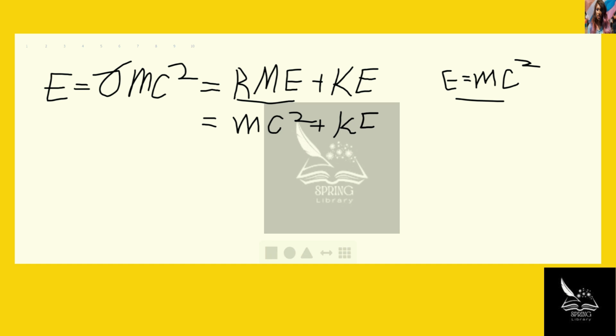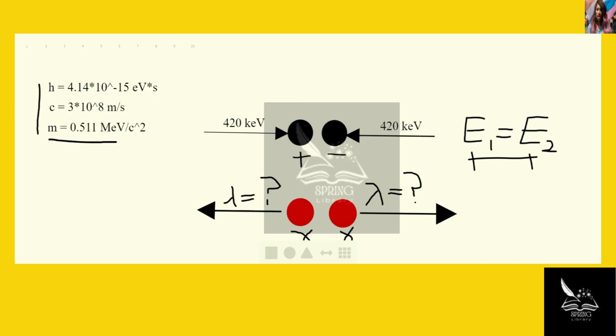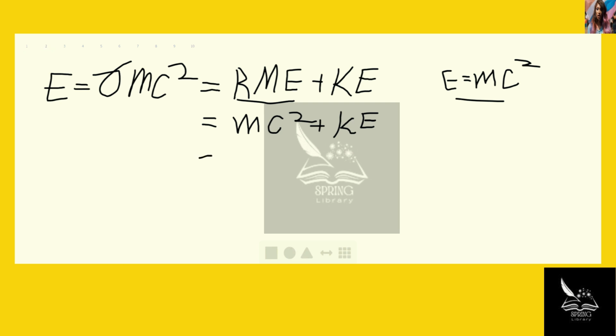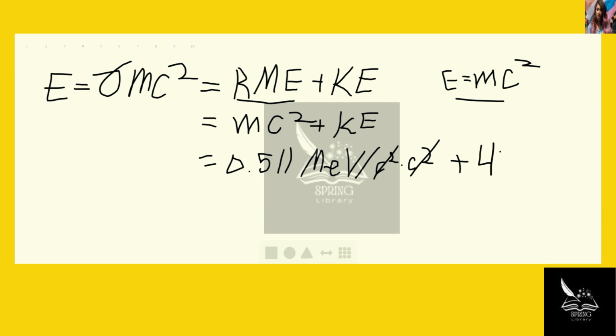And we know what m is. M is 0.511 MeV per c squared. So 0.511 MeV, mega electron volts, over c squared, times c squared. C squared above, c squared below, they cancel. And then the given 420 electron volts.